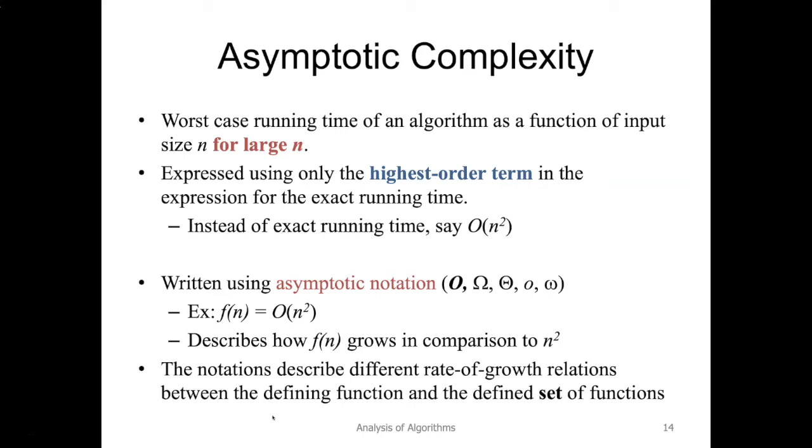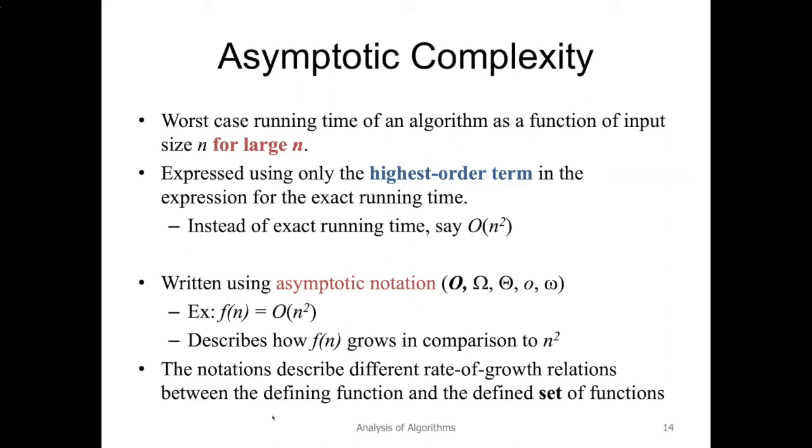In an asymptotic analysis, we're describing the behavior of a function. We're describing the worst case running time of our algorithm as a function of our input size for large enough values of n. So we're considering already that n is large. And when we express this, we use only the highest order term in the expression to show the runtime.